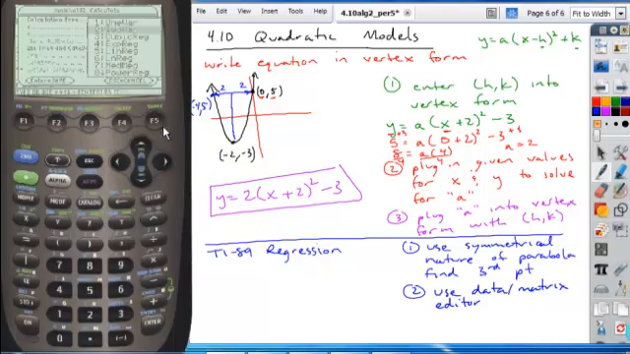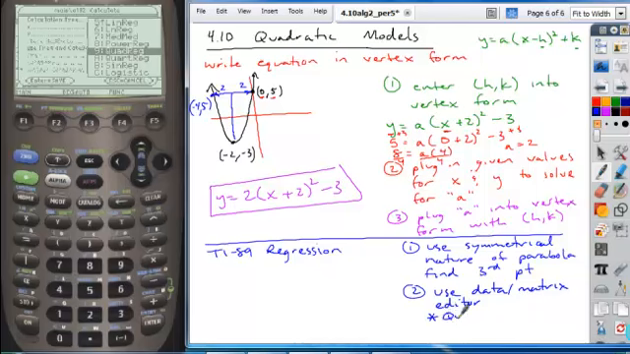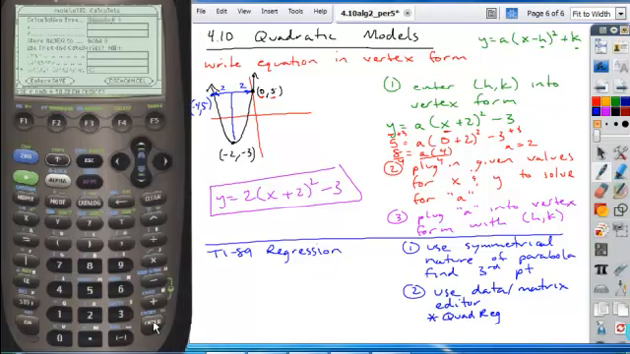But this time, instead of choosing linear regression, which is what we did last time, we're going to scroll either up or down. I know it's at number 9, so I'm going to scroll up to Quadratic Regression. Okay, so you're going to use Quadratic Regression in this one. And then everything else stays the same.